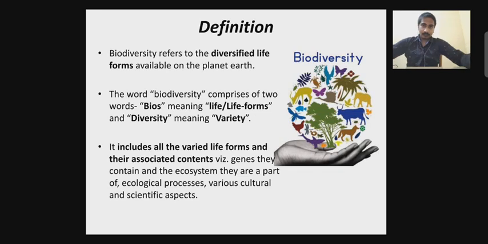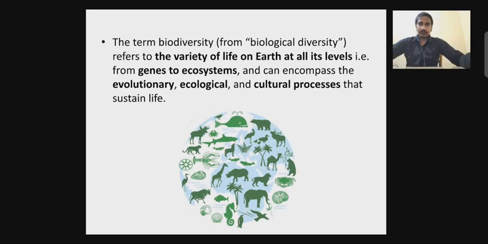So the definition says diversity is the diversified form of life, that is the variety of life forms available on planet Earth. The word biodiversity comprises of two words, that is bios, which means life, and diversity, that means variety. It includes all the varied life forms and its associated contents, that is the genes they contain, the ecosystem they are part of, the ecological processes, various cultural and scientific aspects as well. The term biodiversity refers to the variety of life on Earth at all its levels, that is from genes to ecosystems, and can encompass the evolutionary, ecological and cultural process that sustain life.